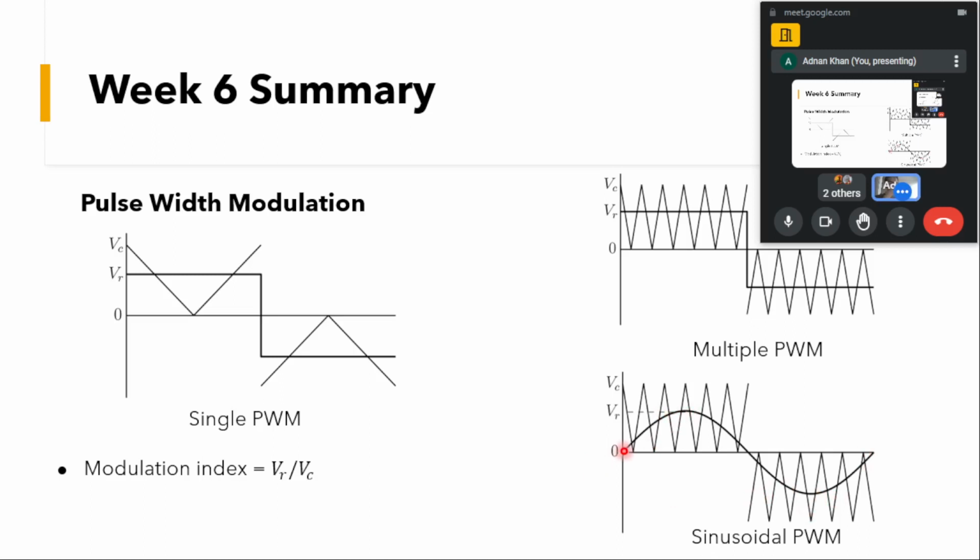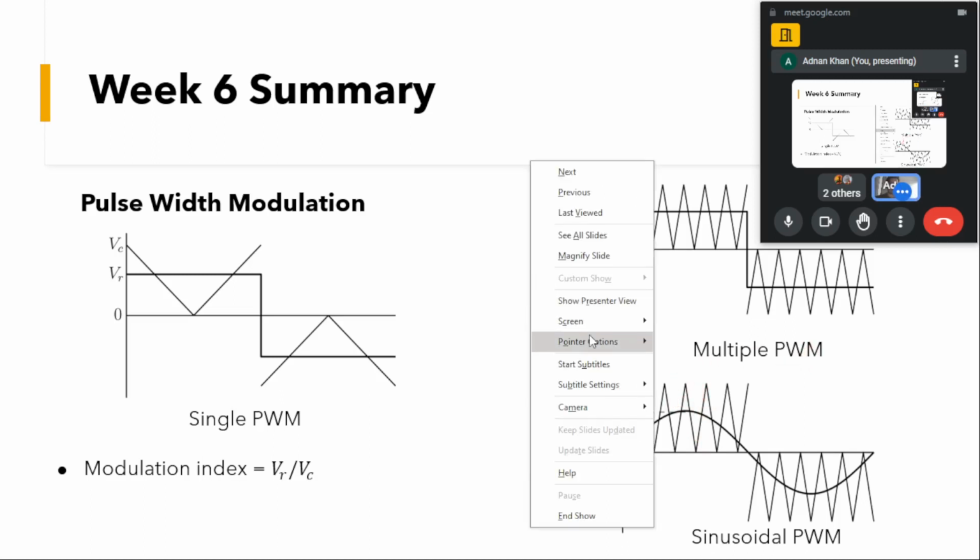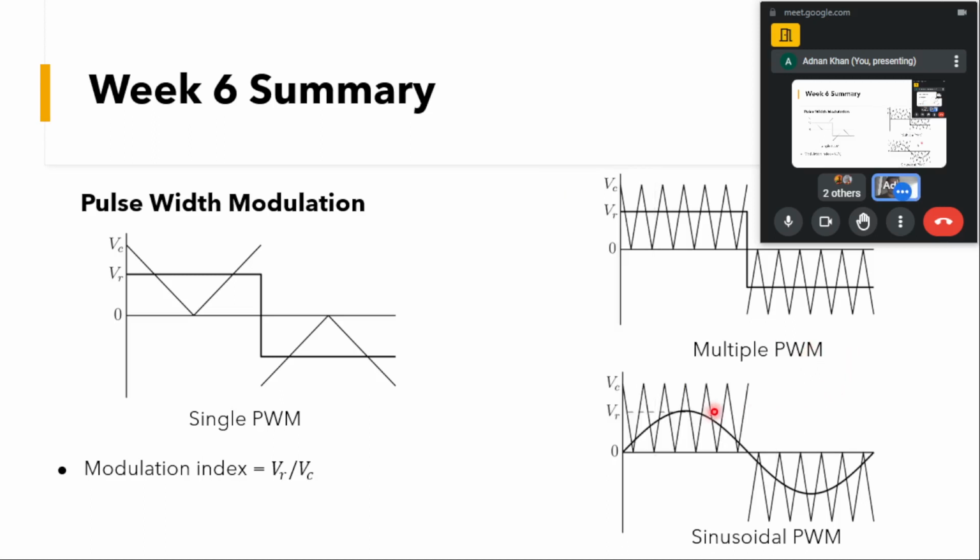If you can see, the average that we will be able to generate because of this will be closer to this sine wave. That is our objective, and because of that we'll have lower harmonic distortion in this kind of modulation.